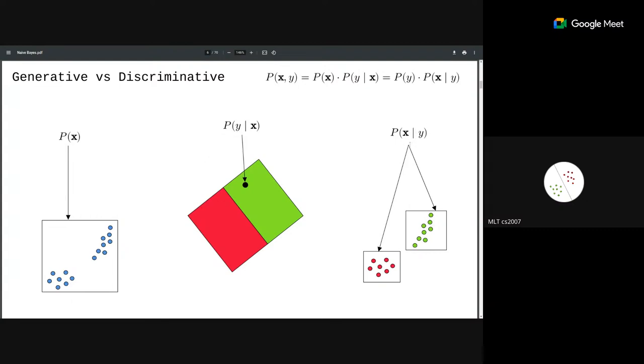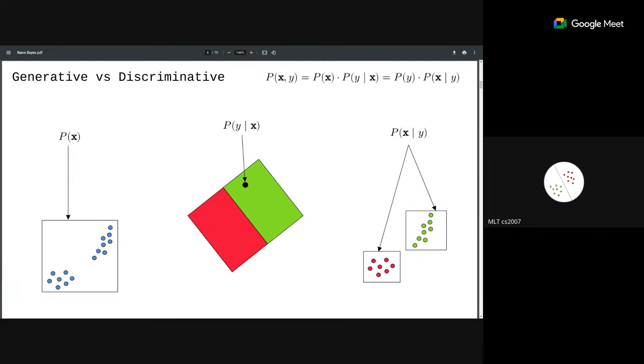Whereas P of x given y, given the class, gives you a way to generate the data points. So given y, I know how to generate a particular sample. On the other hand, discriminative models won't worry about how the data gets generated. They'll just try to discriminate between the two classes, by drawing a line or some more complex curve. So these are some images for you to keep in mind while trying to understand the two classes of classification models. Okay, any questions at this stage? If not, I'll move on.